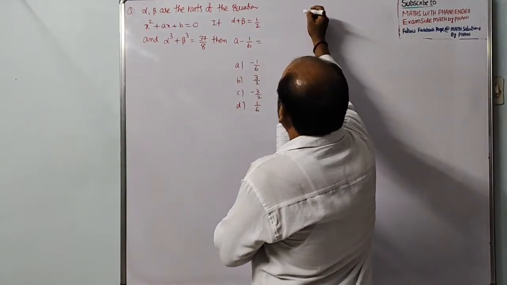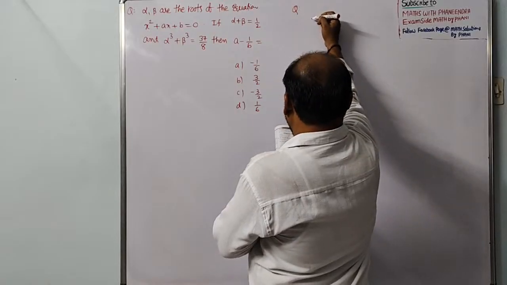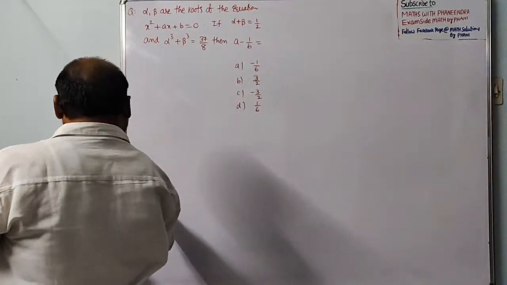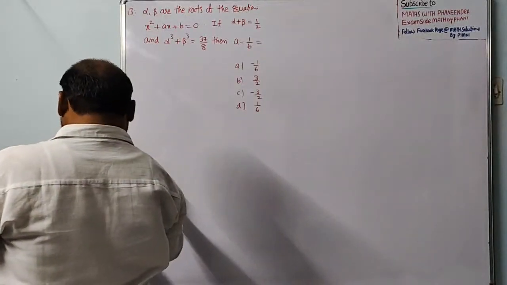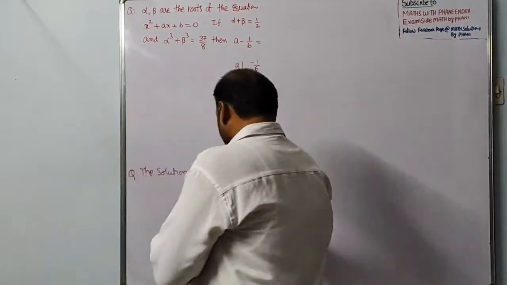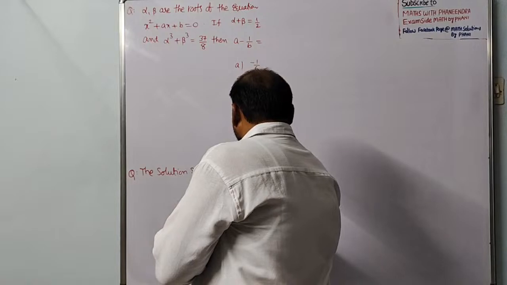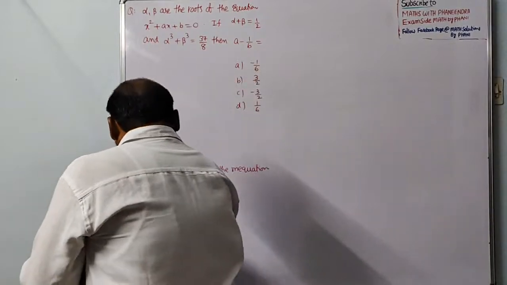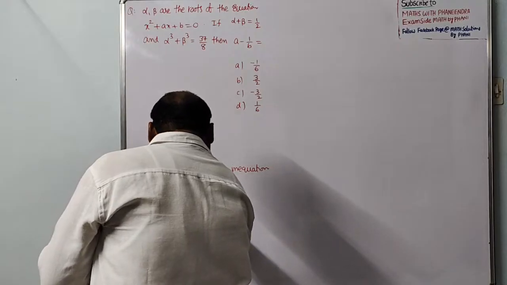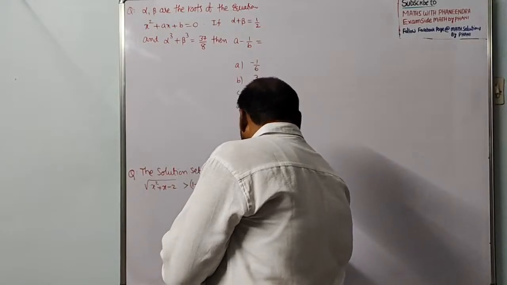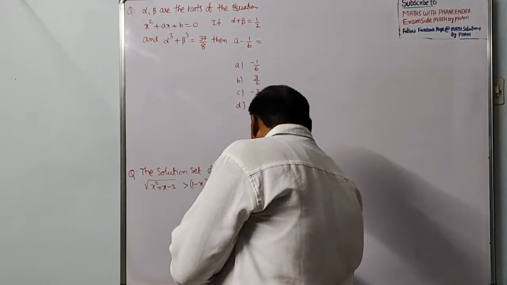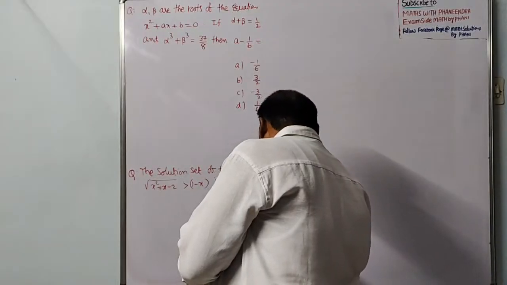Next, another question. The solution set of the inequation √(x² + x − 2) > 1 − x is: first option, open −∞ to 2; second option, open −∞ to −2, 1 comma ∞; third option; fourth option, 0 comma ∞.